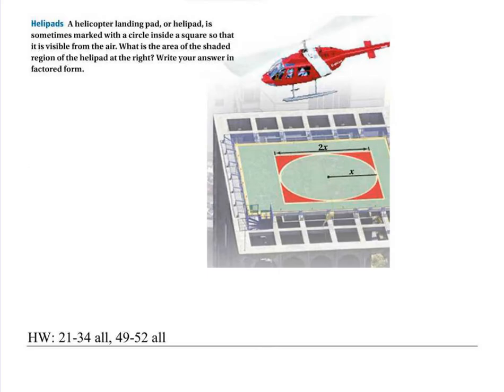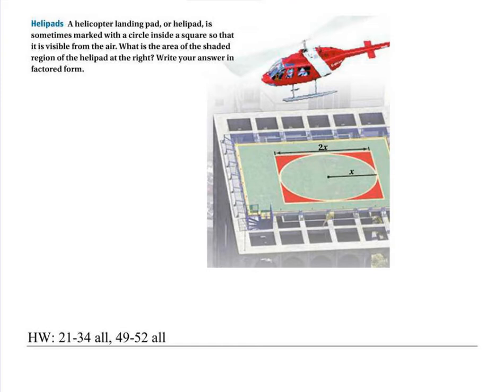Okay, last problem. A helicopter landing pad, also known as a helipad, is sometimes marked with a circle inside of a square so that the helicopter pilot can see it from the air. Because when you're in the air, lots of things look very similar. So they try to find some sort of pattern that the pilots can spot so that they can find the landing place a little bit easier. What is the area of the shaded region of the helipad? Write your answer in factored form.